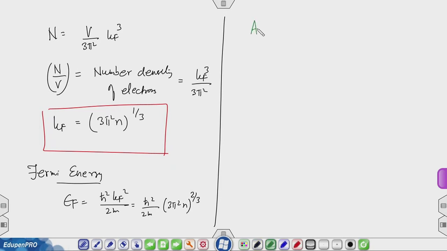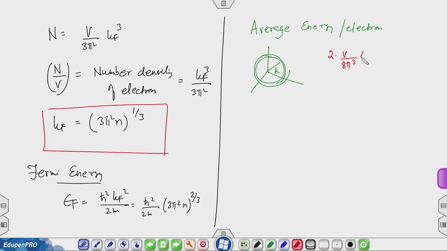How about the average energy per electron? Again, if I look at this sphere of radius k, between k and k plus dk, I have a number of electrons, which is 2 times V over 8 pi cubed times 4 pi k square dk, and energy of each is h cross square k square over 2 m. And I need to integrate this from 0 to k f and divide by N, the total number of electrons. That is E by N, and that is the average energy, and you calculate this comes out to be 3/5 of epsilon f. So, in 3D this is the average energy per electron.